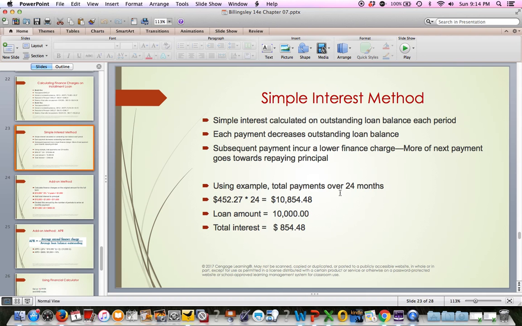The simple interest method: simple interest is calculated on the outstanding balance of each period. Each payment decreases the outstanding loan balance. The subsequent payment incurs a lower finance charge, so more of the next payment goes towards repaying principal. Using this example, total payments over 24 months, at $452.27 each, since this is a 2-year loan, so it's 24 payments, you get $10,854. The loan amount is $10,000, so interest would be $854.48.